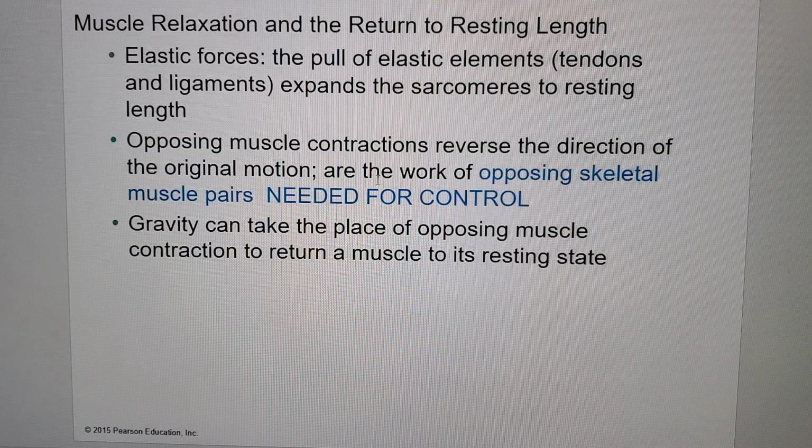Muscle relaxation, return to resting length. The elastic forces, the pull of those elastic elements, the tendons and ligaments, these are going to expand the sarcomeres back to their resting length.